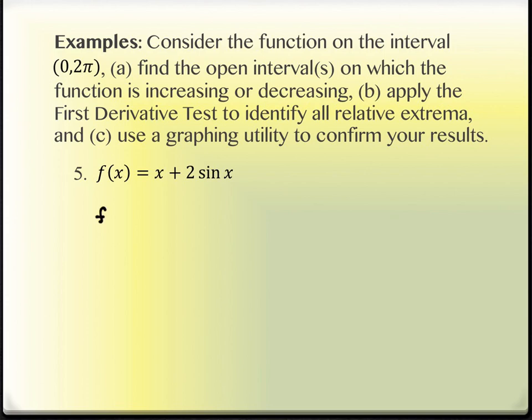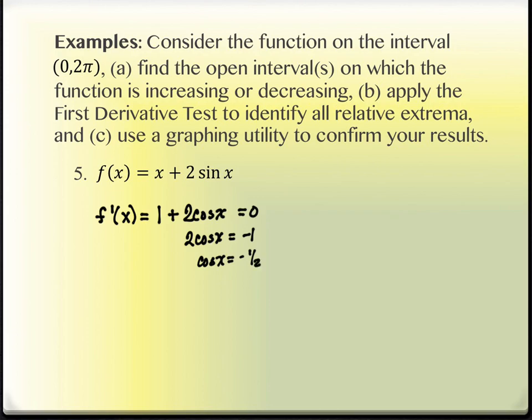All the components we do the same way. We're doing the derivative. So what's the derivative of x? 1. How about the derivative of 2 sine x? 2 cosine x. And we're going to set it equal to 0. So this is 2 cosine of x is equal to negative 1, or cosine of x is equal to negative 1/2.